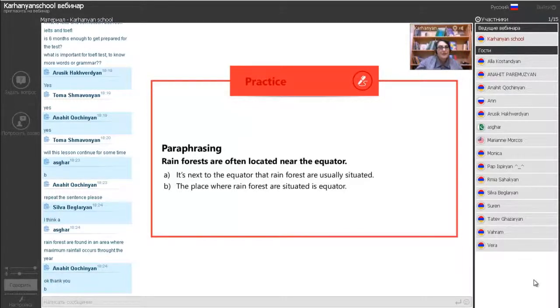But in sentence B, we have this: the place where rainforests are situated is equator. Okay? So in the first sentence, we have it is next to the equator that rainforests are usually situated. Okay? Is it clear why A? Because A contains all the information that we require. And number B is not fully representing. It is saying that it is right in the equator but not near it. Okay?